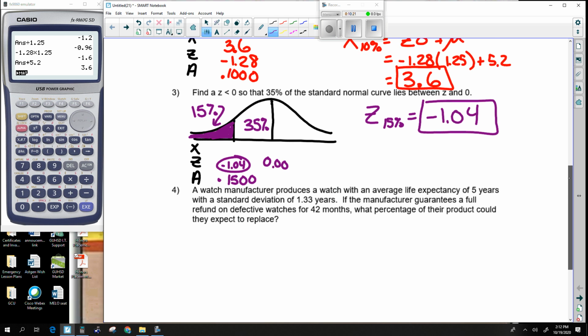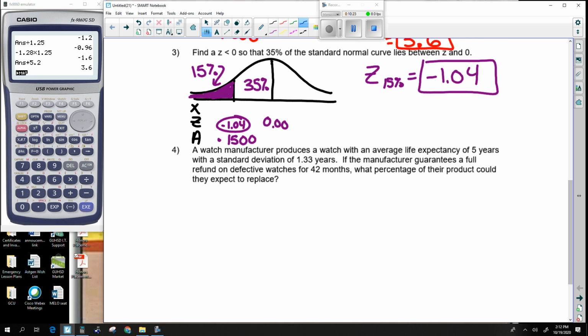And then this last question is one that messes with the labels of things. So just make sure you have your labels tight. So a watch manufacturer has an average life expectancy, average of 5 years, with a standard deviation of 1.33 years. A manufacturer guarantees a full refund on defective watches for 42 months. Okay, what percentage of the product do they expect to replace?